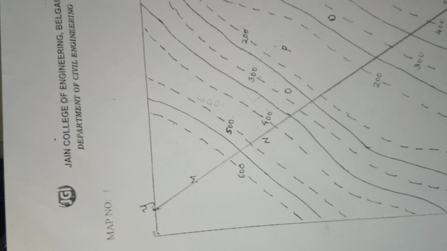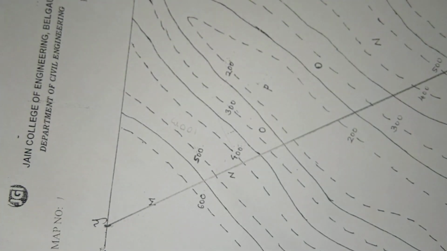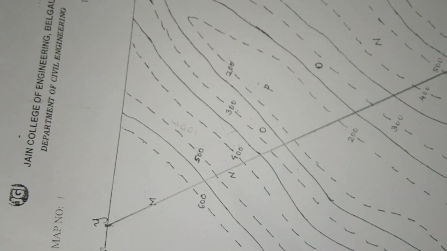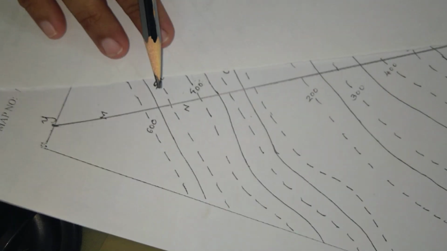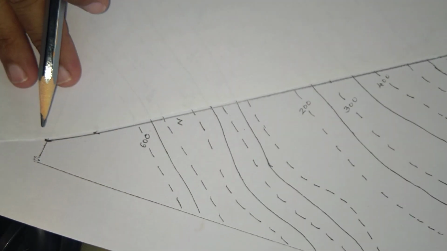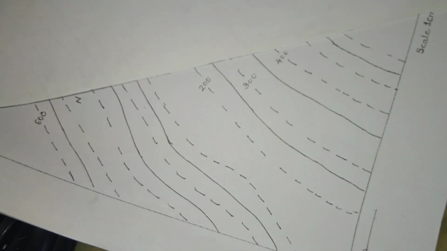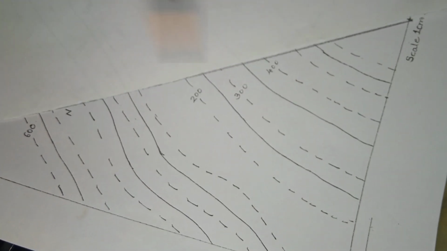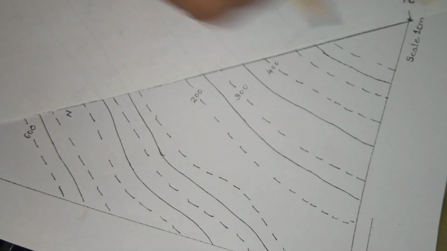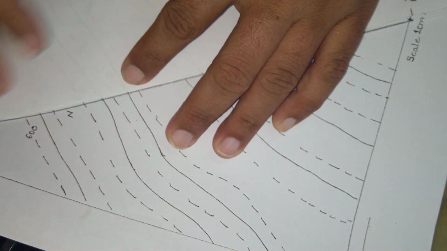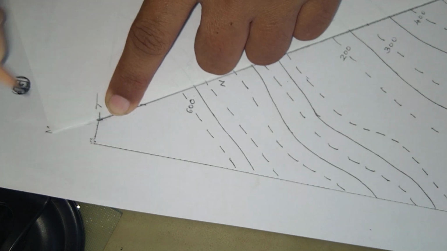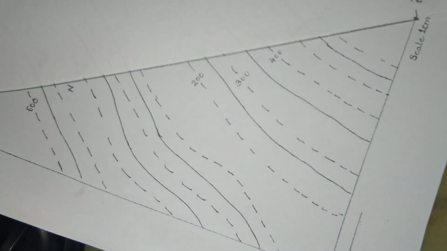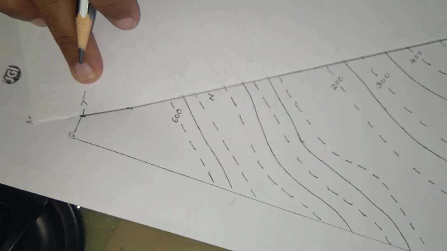Okay. Now we are going to draw the cross section along this XY line. To draw the cross section, first we are going to mark all the points which are on the XY line. Here you can see this is the X point. I'll mark it first. Then you can keep a paper on this and go on marking all the points. So I have marked first the point X and the point Y here.